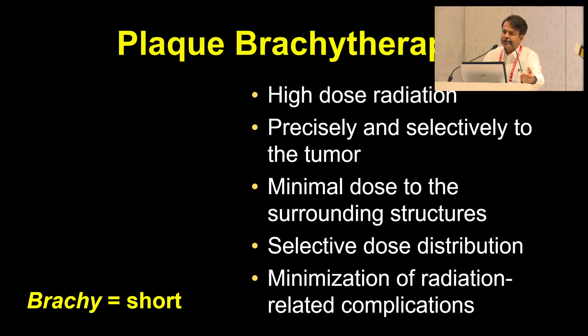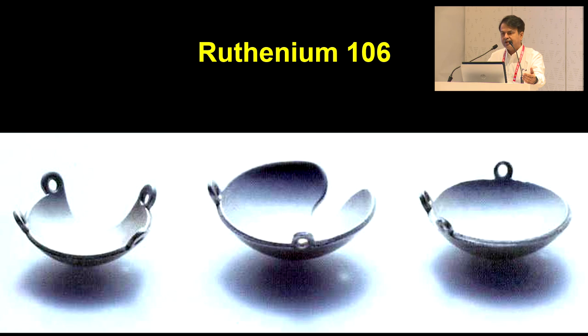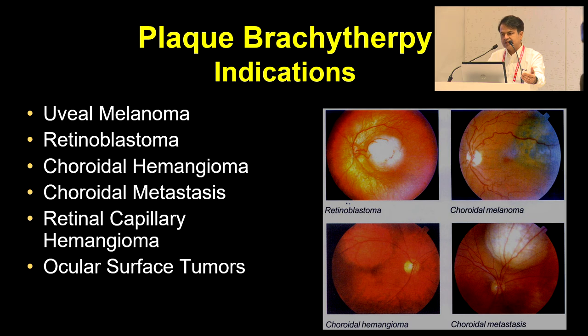It provides very high dose radiation as is appropriate for the treatment of the tumor, precisely and selectively to the tumor without any collateral damage to the retina in certain cases, to the orbit, to the brain, etc. With selective dose distribution, you can customize dose distribution to the optic nerve in a juxtapapillary tumor, for example, thus reducing radiation-related complications. There are many isotopes that can be used, one of which is ruthenium, which is very popular in India because the logistics involved are easier. Ruthenium comes in various shapes and sizes. That's an added advantage.